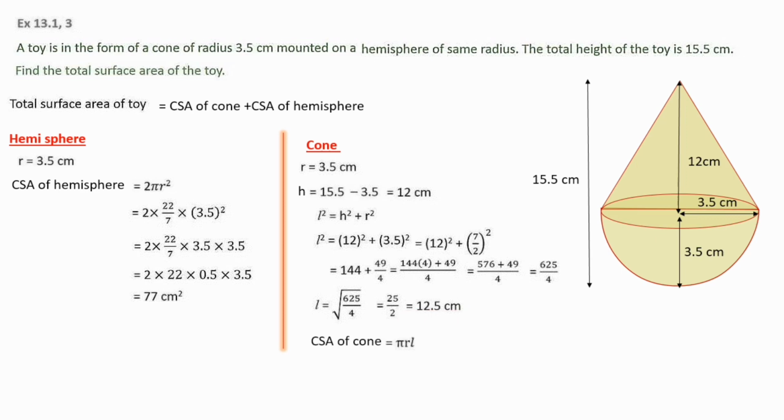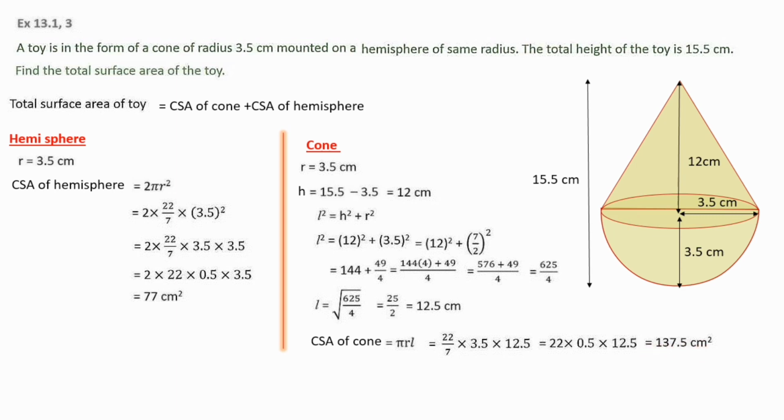Then we have to go for curved surface area of cone, that is equal to pi r L. Pi is 22 by 7, r is 3.5, L we have got just now 12.5. Then here 7 and 3.5 we can cancel. 7 and 3.5, when you cancel it, you will get 0.5. The remaining terms are same. 22 into 0.5 into 12.5. That is equal to, we will get the answer as 137.5 centimeter square.